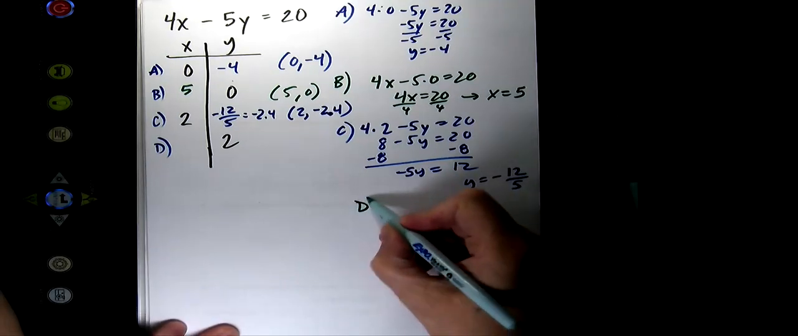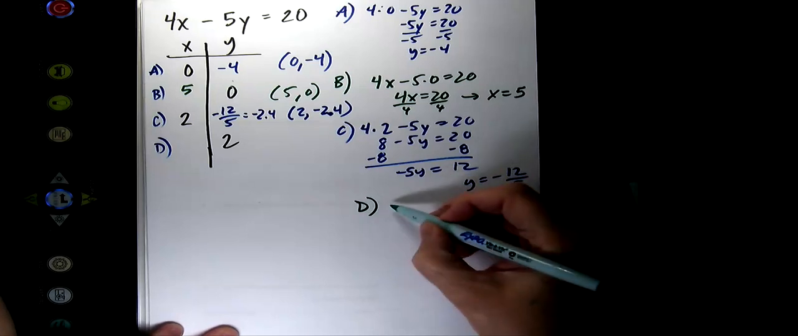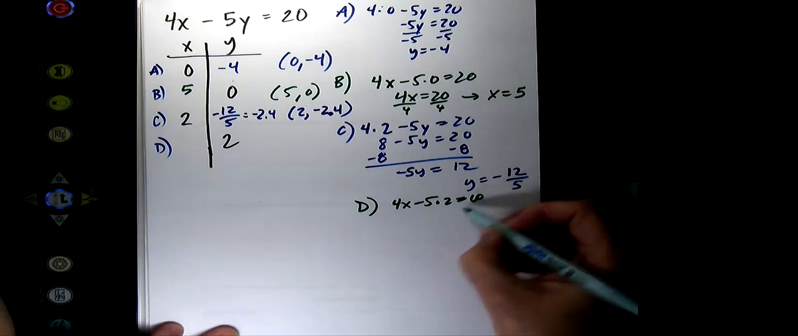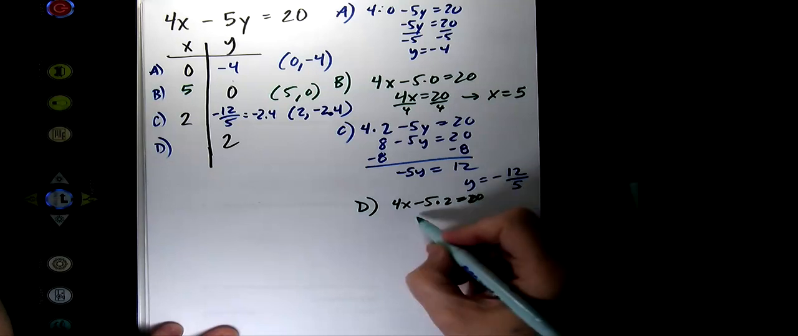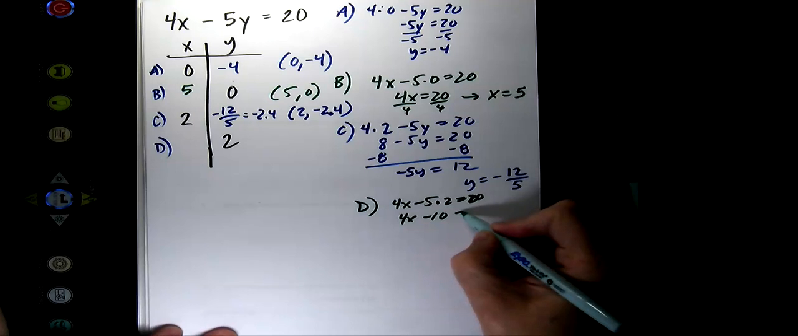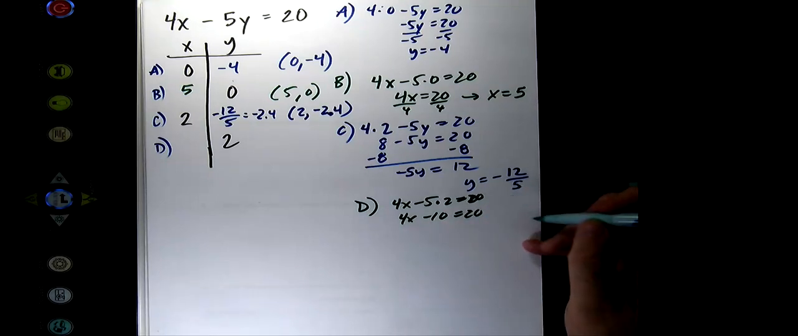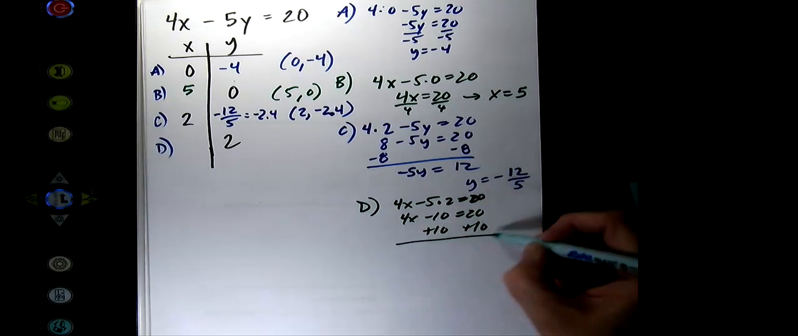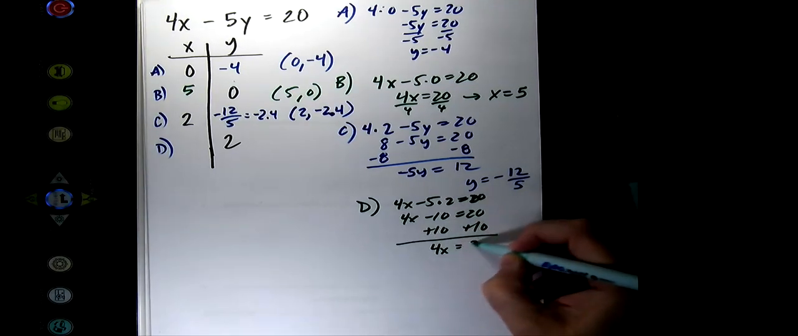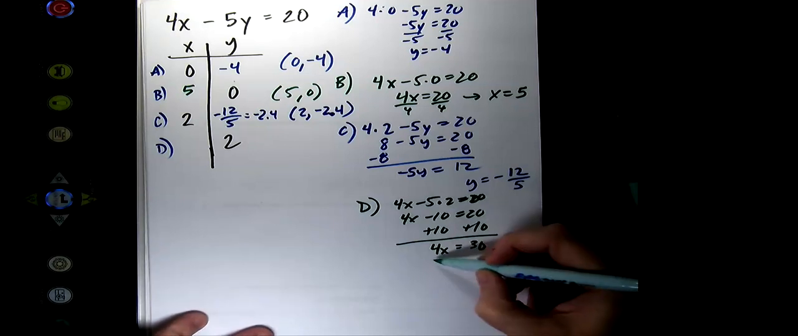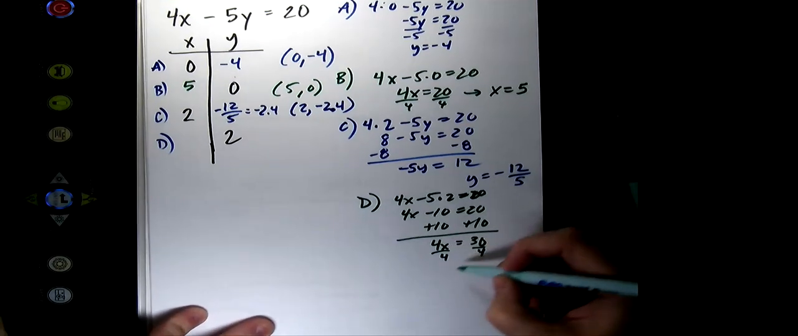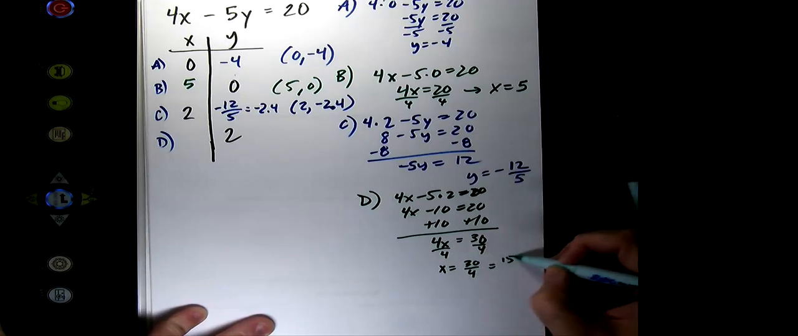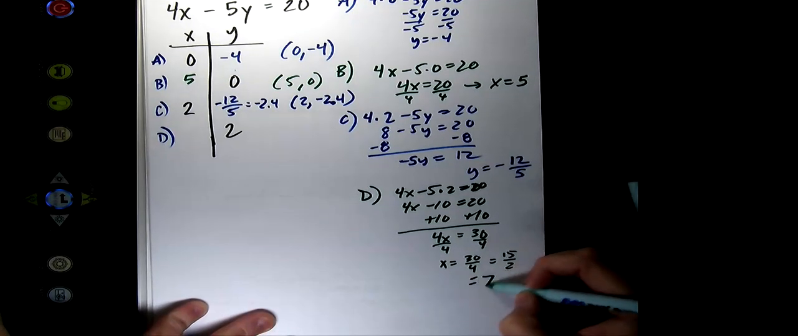And D. I make y 2, I have 4x minus 5 times 2 equals 20. 4x minus 10 equals 20. Add 10 to both sides. I get 4x equals 30. Divide by 4, and I get x equals 30 over 4, which is 15 over 2, which is 7.5.